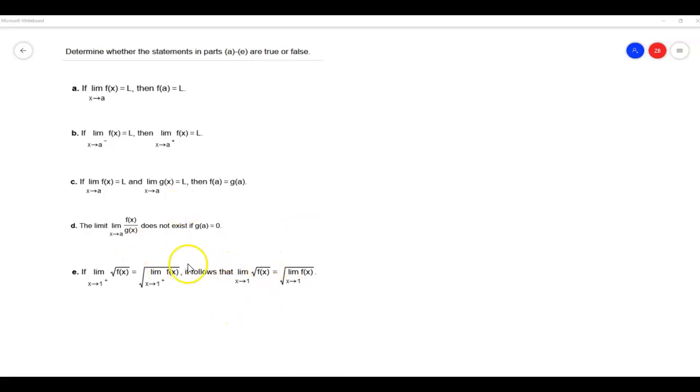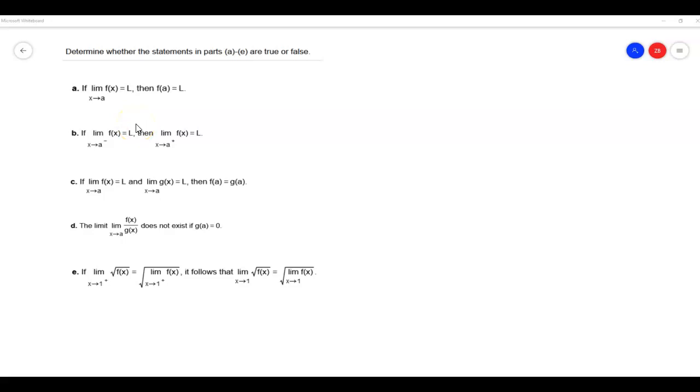This is similar to problem number 14. This is looking at limits and also functions defined at a value a or a value x. They're looking at true or false statements, and we'll be taking a look at some of these to decide whether they're true or false, see if we can find any counterexamples, or if we believe that they're true for all cases. So let's take a look at this first one here.